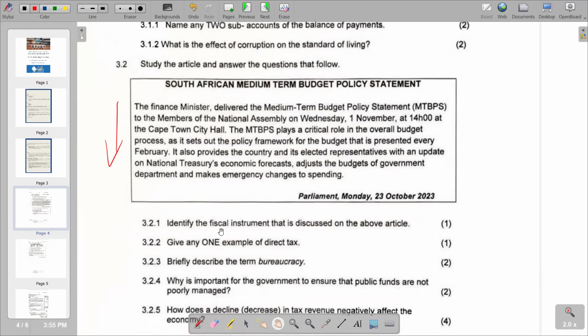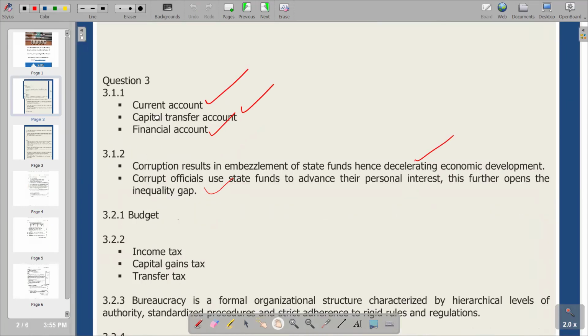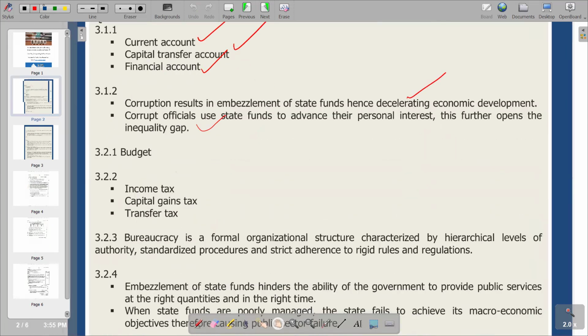Moving on to the next part of the question, give any one example of direct tax. Income tax is a clear example of direct tax. For example, income tax in the form of pay as you earn that is charged on personal income. We have those examples in the other section, whereby we have income tax and capital gains tax also. They are direct taxes, although the question requires one. We also have transfer tax as an example of direct tax.